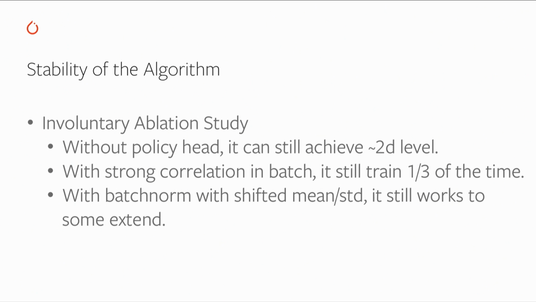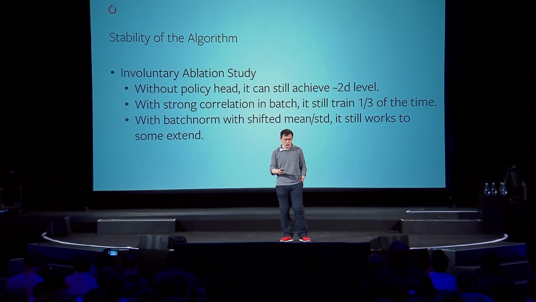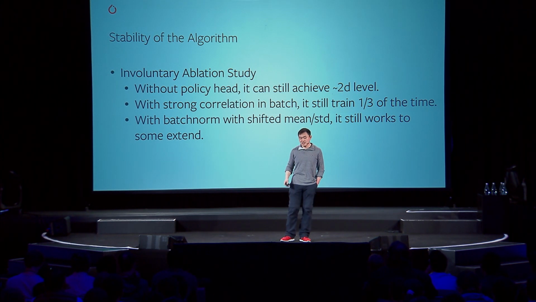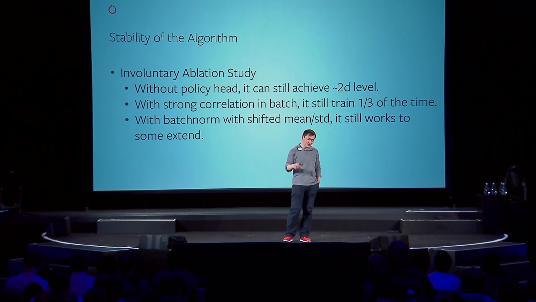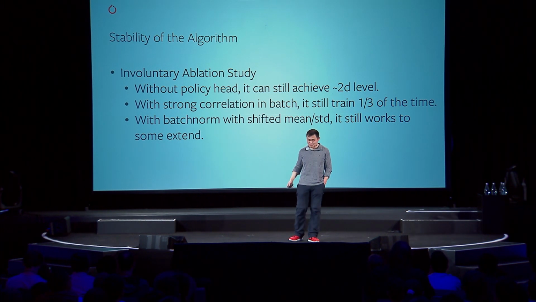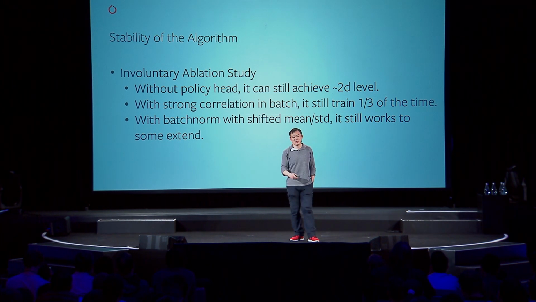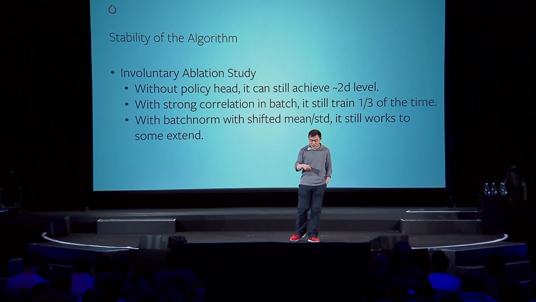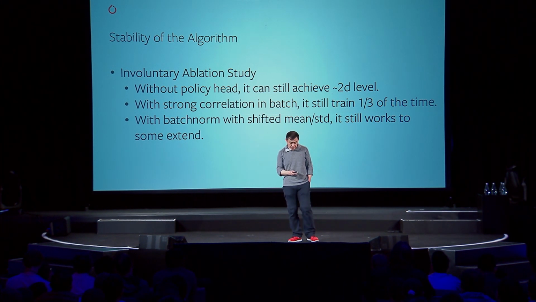I mean, there are a lot of interesting observations, and we will be summarizing all of them in the paper, which is still ongoing. And here we summarize some of them. Even if there's no policy head, you can still train a model. And even if there's strong correlation in the batch, it can still train. So the system itself is quite stable.